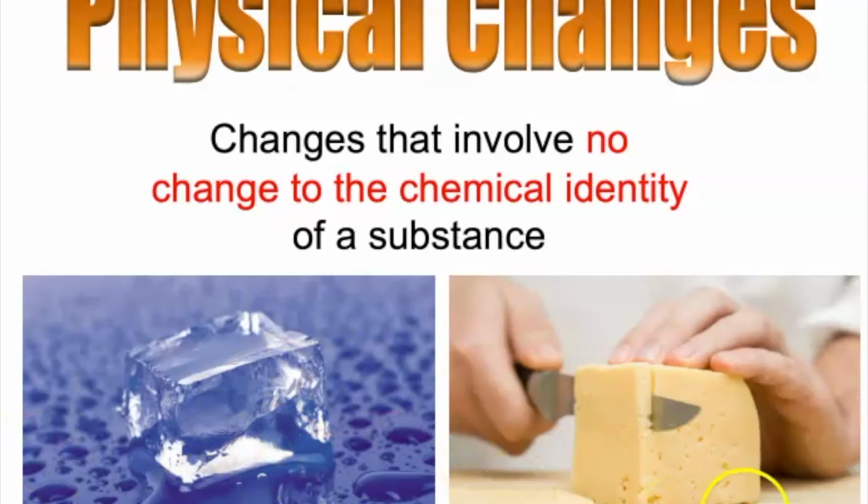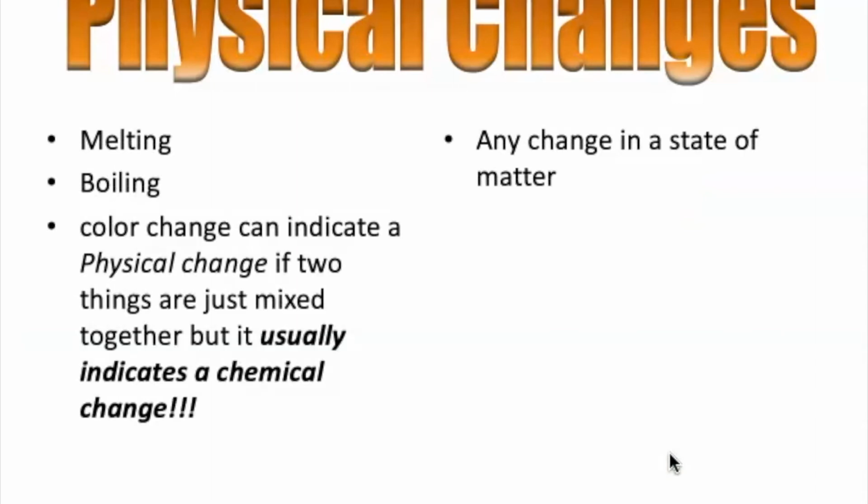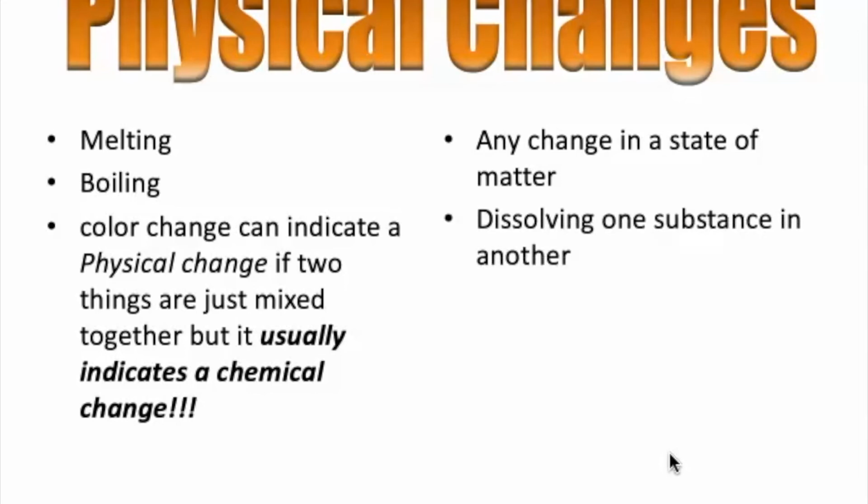And I just had to include a cutting the cheese picture because I guess I'm a cheese ball. Different examples of physical change. Notice that pretty much anytime you try to identify a physical property of something, you're going to probably see a physical change. So for instance, dissolving one substance in another is considered a physical change.